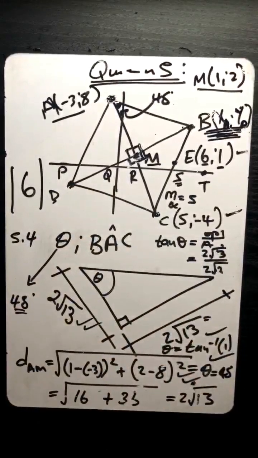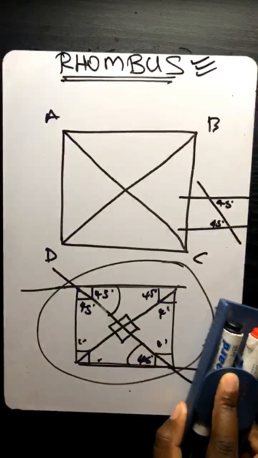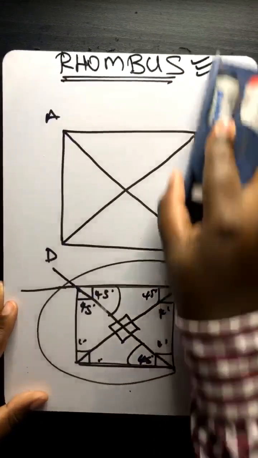So I think let's leave it. Moleboge, 5.4. I was just asking, were you referring to co-interior angles, or corresponding angles, or alternate angles? Something of that nature, Moleboge. It's unfortunate, I won't be able to confirm because I haven't done that part. But I'm sure you guys know what I was talking about there. Yes, it has to be alternate angles.